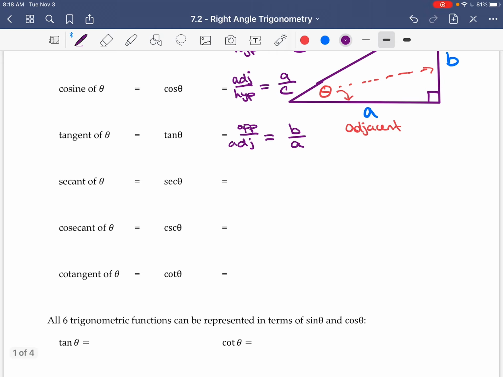Secant of theta, or sec theta, is the hypotenuse over the adjacent. So that's going to be C over A. Cosecant of theta is the hypotenuse over the opposite, so that's C over B. And cotangent is the adjacent over the opposite, so that's A over B. So that's how we define them with a right triangle.